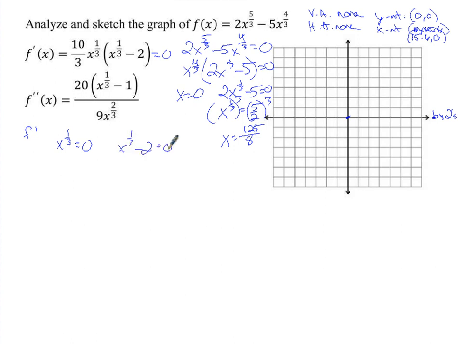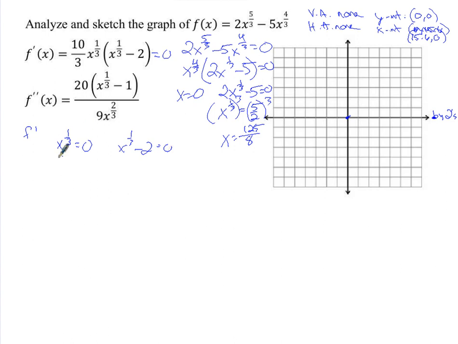Why didn't you divide the whole x, or 10 over 3x to the 1 third, and get rid of it? Can we divide by a variable, Jake? Oh no. No. That would be why. I was just using the zero product property, which splits it up. Never divide by a variable, okay? And even multiplying both sides by a variable is scary sometimes.